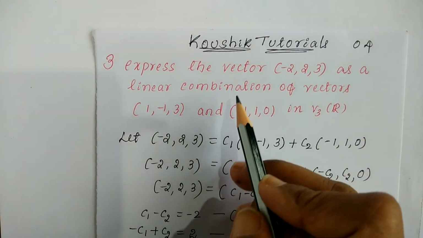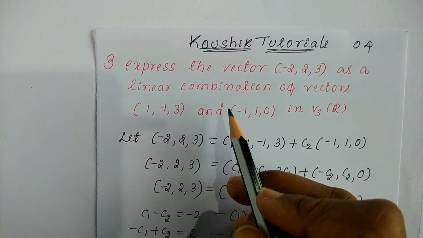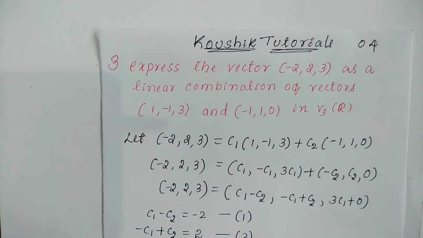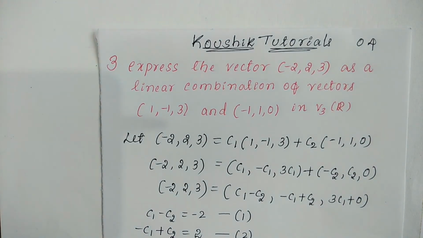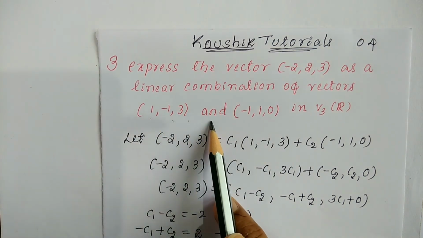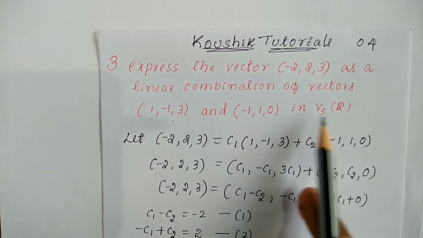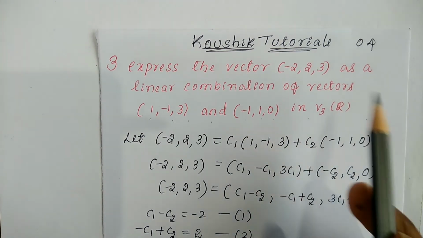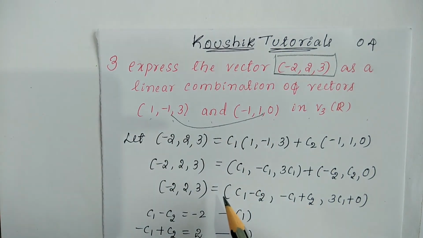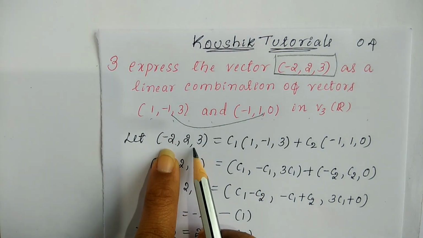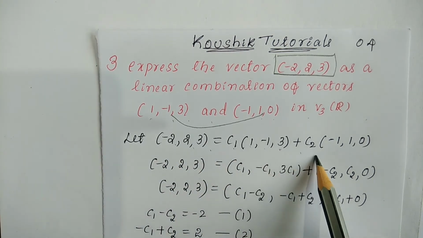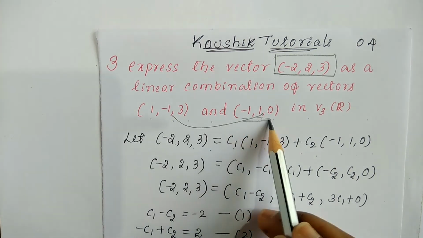Express the vector (minus 2, 2, 3) as a linear combination of the vectors (1, minus 1, 3) and (minus 1, 1, 0) in V3 of R. Similar to the previous one, we have to express this vector as a linear combination of these two vectors. So let minus 2, 2, 3 be written as C1 into (1, minus 1, 3) plus C2 into (minus 1, 1, 0).